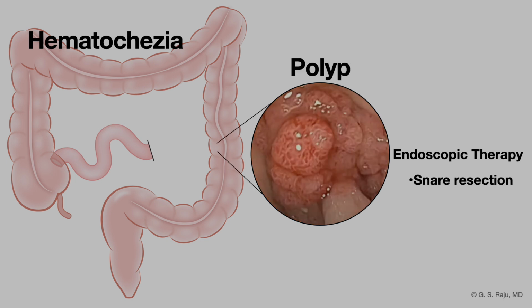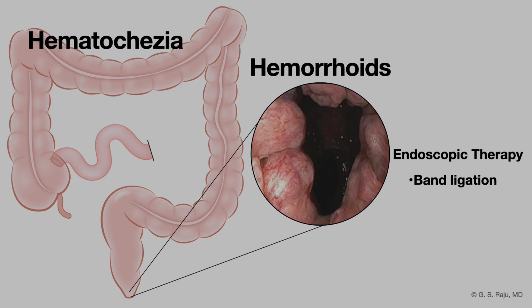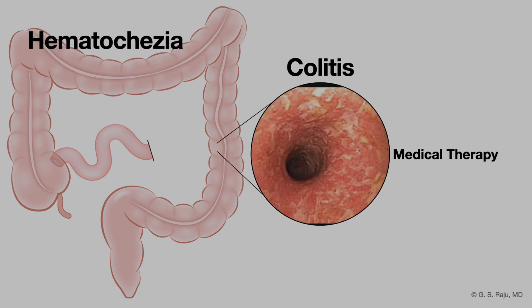If you have a bleeding polyp, snare resection. If you have cancer, hemospray. And finally, when you see hemorrhoids, you should consider band ligation. On the other hand, if you have severe colitis with bleeding, then you should manage it medically. I hope this is helpful. Thank you.